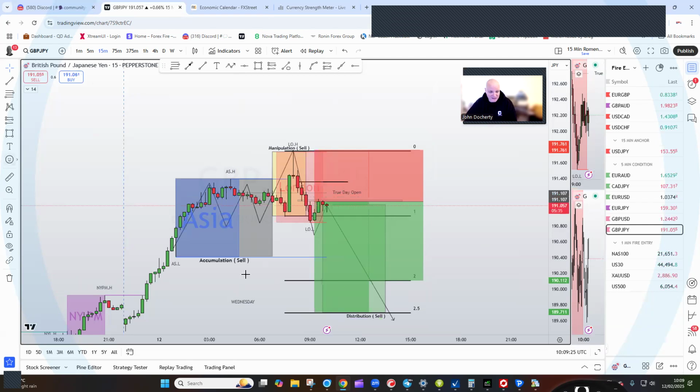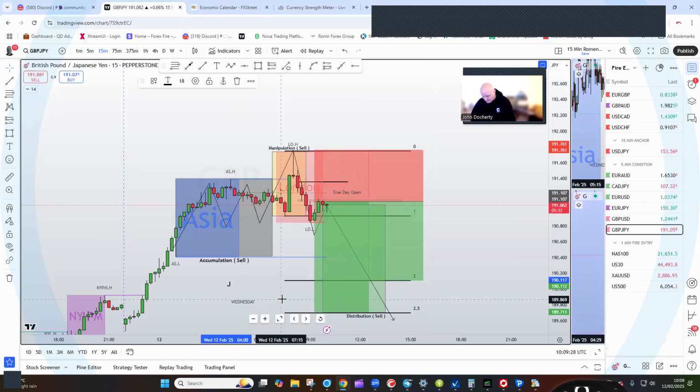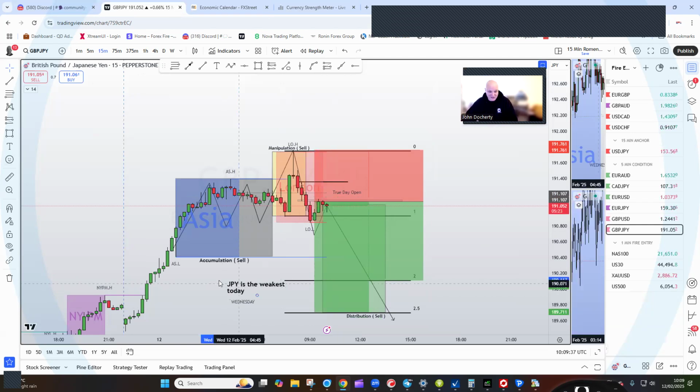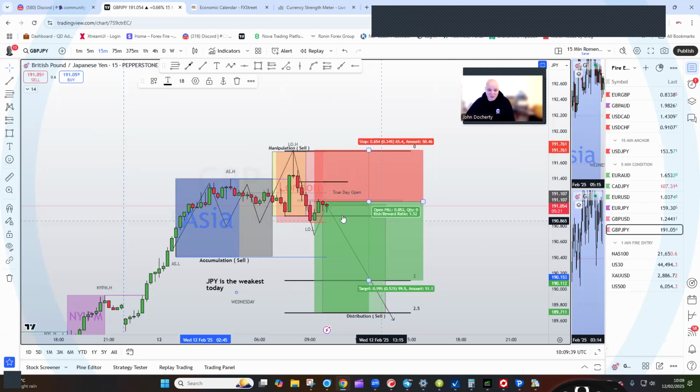So again, the JPY is super weak today. So JPY is the weakest today. So we just need to emphasize that. So that would tell us that the JPY may be bullish, to be fair.